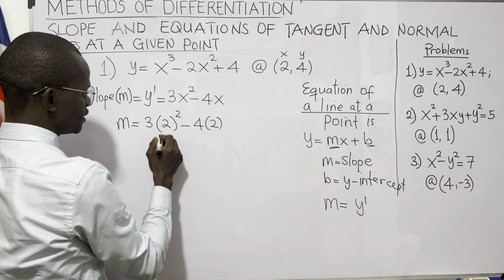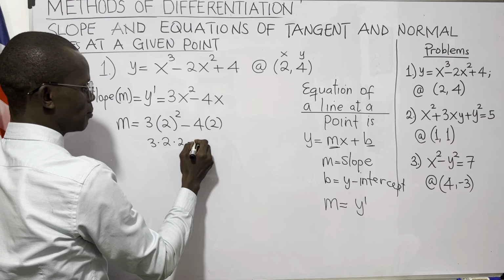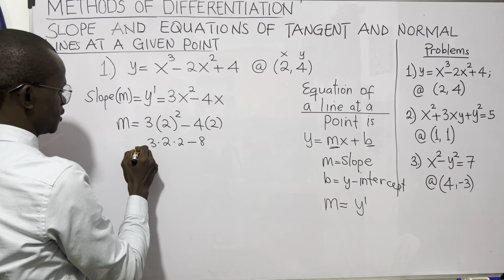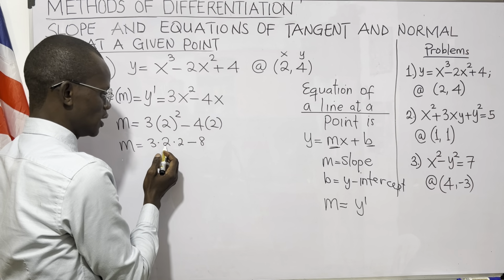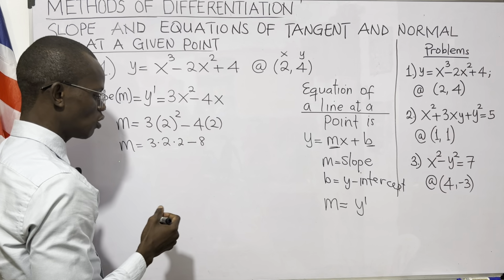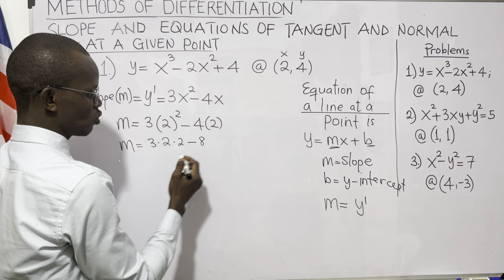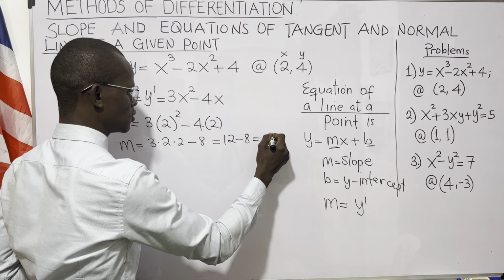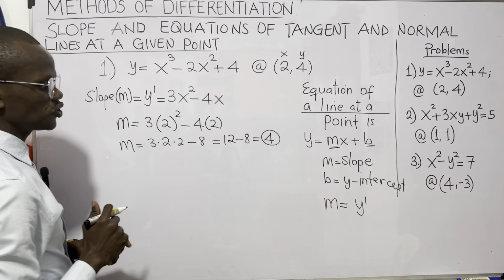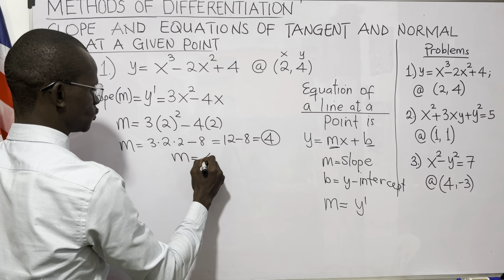So 2 raised to the second power means 2 times 2, which is 4. Then 4 times 3 is 12, minus 2 times 4, which is 8. So it's 12 minus 8, which equals 4. So the slope is equal to 4. That is, m is equal to 4.